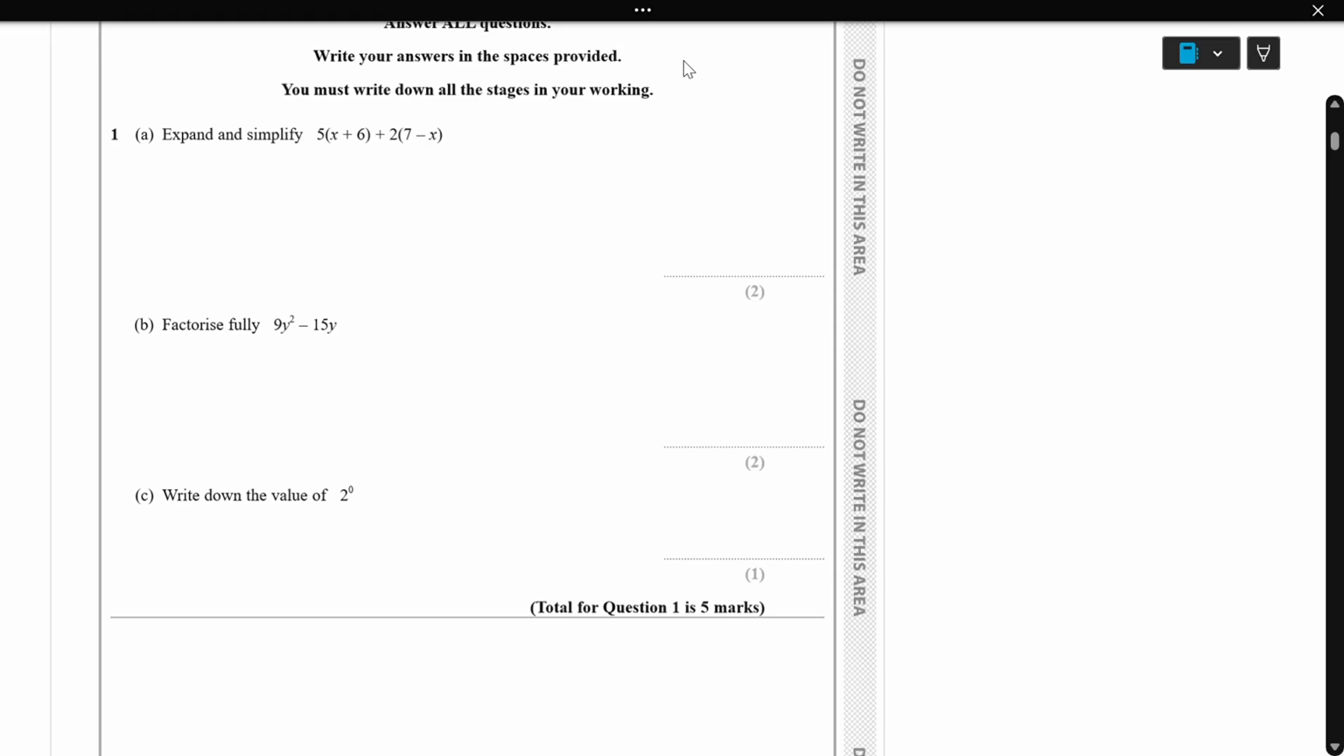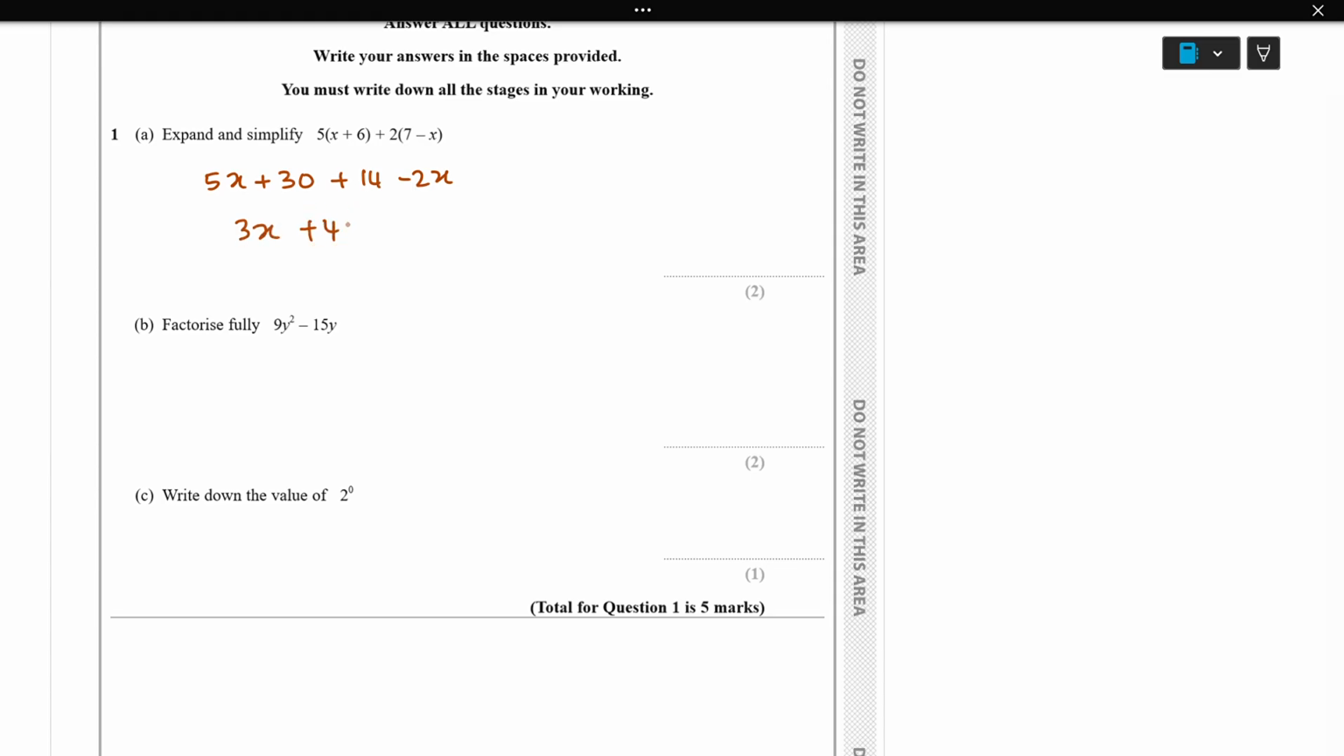Expand and simplify 5 times (x plus 6) plus 2 times (7 minus x). So I'll expand: 5 times x is 5x, plus 5 times 6 is 30, plus 2 times 7 is 14, minus 2x. Like terms 5x and minus 2x together become 3x, and 30 plus 14 is 44. So the answer is 3x plus 44.